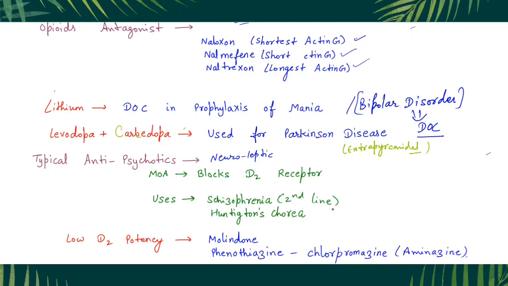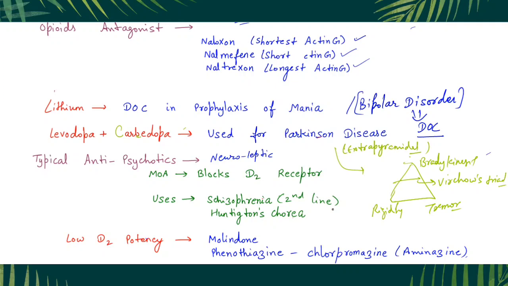Parkinson disease. What happens in Parkinson? Yes, a triad will be there. Which triad? There will be bradykinesia, rigidity, and tremor. Which triad is this? The triad seen in Parkinson disease.